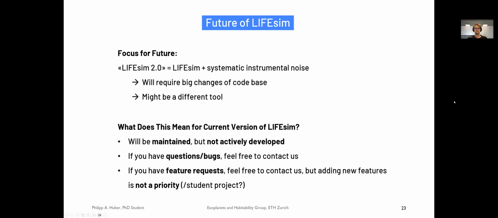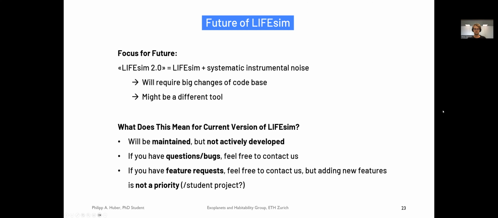So what we are planning to do next regarding LIFEsim is the development of LIFEsim 2.0. Basically this means we want to have a tool like LIFEsim that also includes systematic instrumental noise. Likely this will require quite big changes to the code base of the current version, so we might end up with a different tool. In any case, we are going to make sure that the transition from LIFEsim to whatever the new tool is going to be is very easy for all its users.